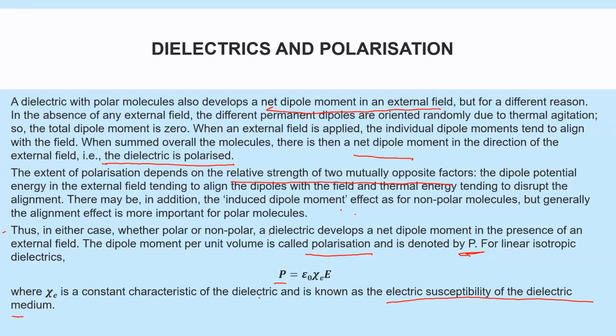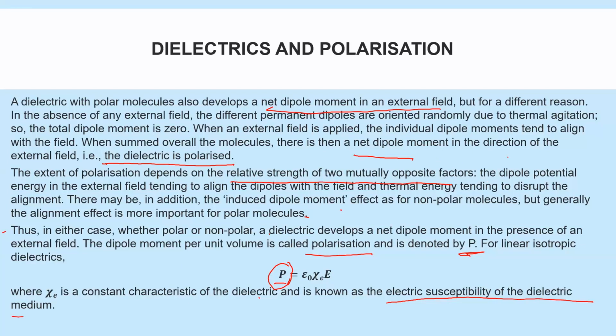So this is how we can understand the polarization that is being induced in a dielectric material. The extent of the polarization will depend on the strength of the external field, the dipole potential energy due to the external field, and also the thermal energy that is opposing this. This is for your polar molecules.